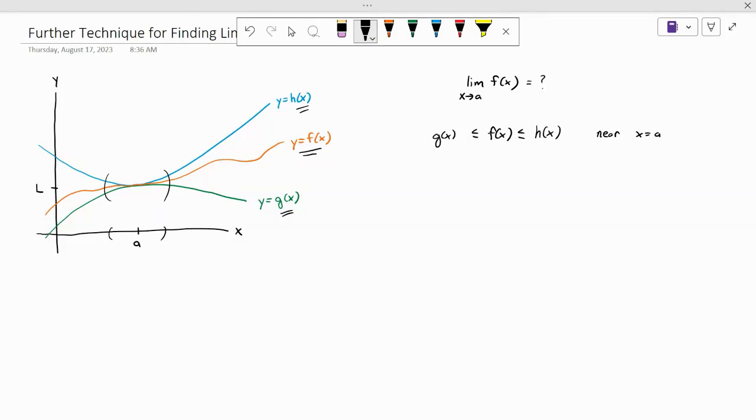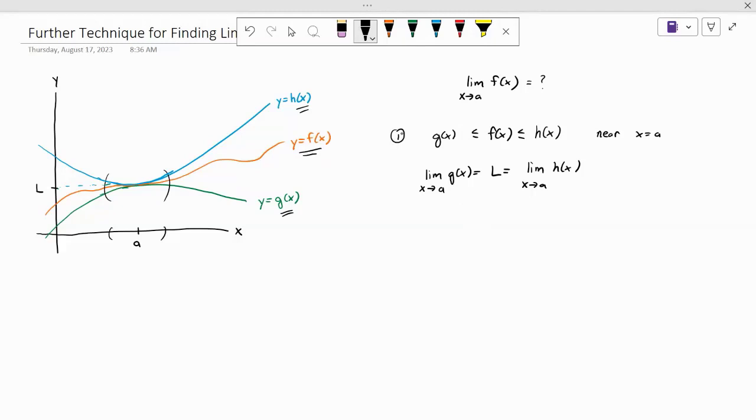So if you have this situation and the limits of the two bounding functions, g and h, exist and they agree, so you can see that as x approaches a in the graph, the limit of the blue function is L. Likewise, the limit of the green function is the same number, L. Then, I hope it's intuitive that the function in between, the orange function, must have the same limit. It must go to the same place. Okay.